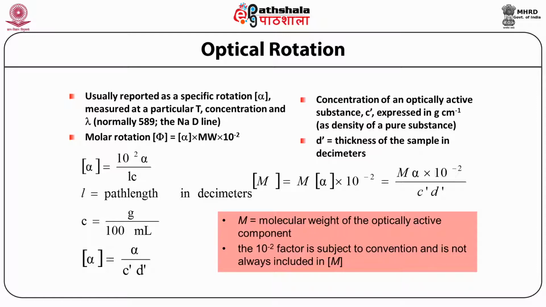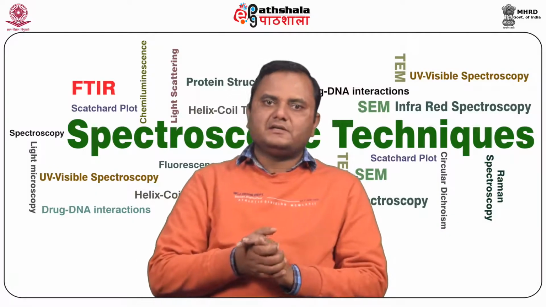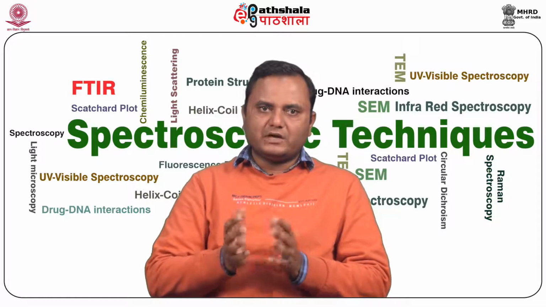So finally the molecular rotation phi equals M alpha into 10 to the power minus 2, divided by C' d', where M is the molecular weight of the optically active component, and the 10 to the power minus 2 factor is subject to convention and is not always included. Now we discuss the optical rotatory dispersion, that's ORD.